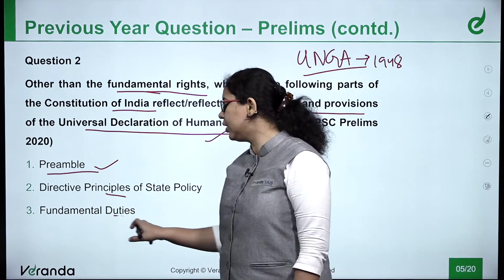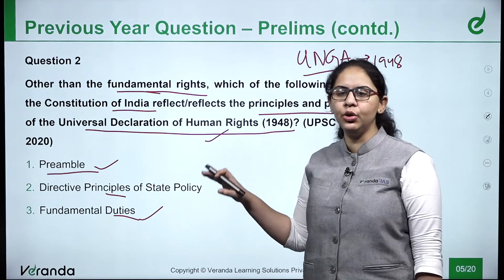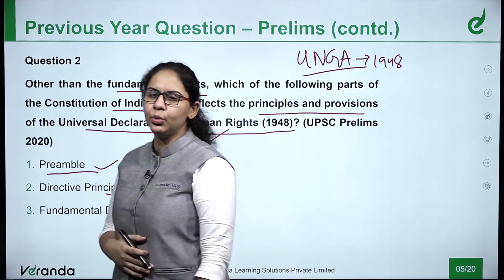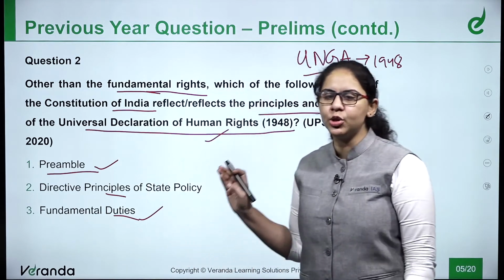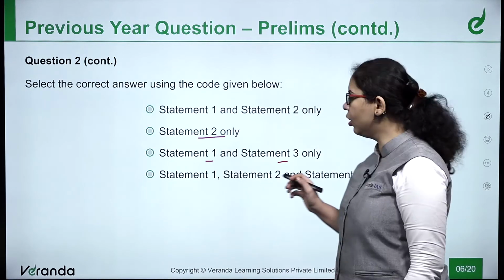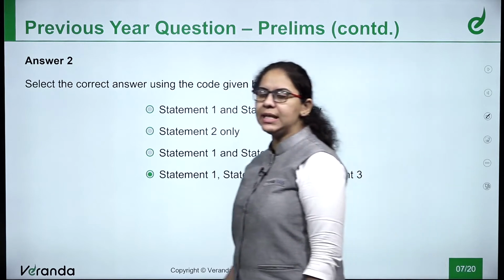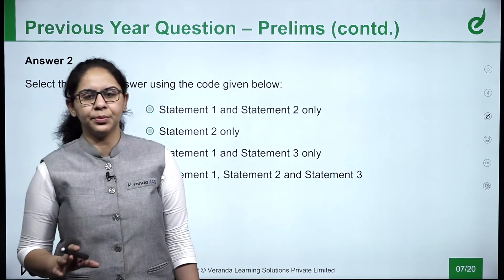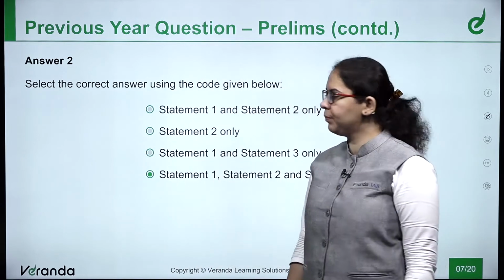Also, fundamental duties mention this. When you deal with these chapters, you will come to know how and where these provisions are included. So for this question, preamble, DPSP, fundamental duties, all 3 options are correct, and your correct answer will be option D, statements 1, 2 and 3. Basically all the 3 statements are correct. So this is the second type of question which is often asked in UPSC.